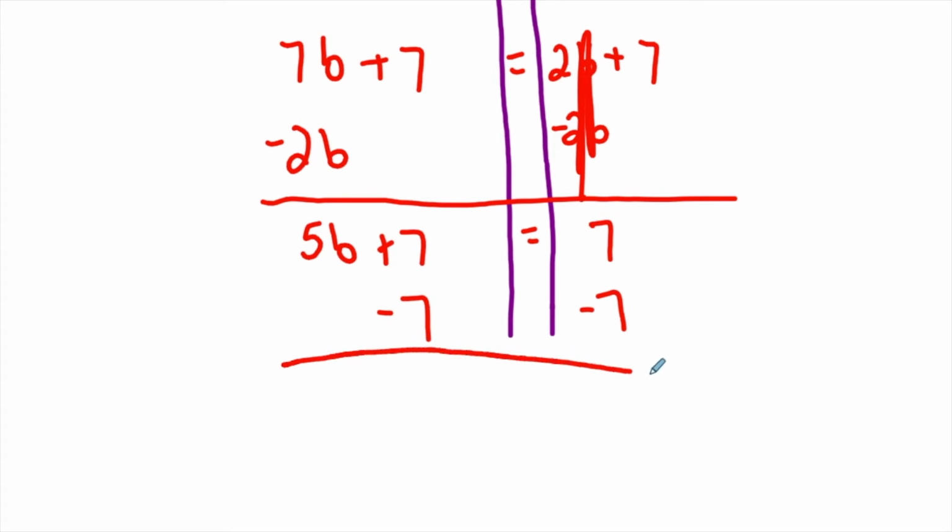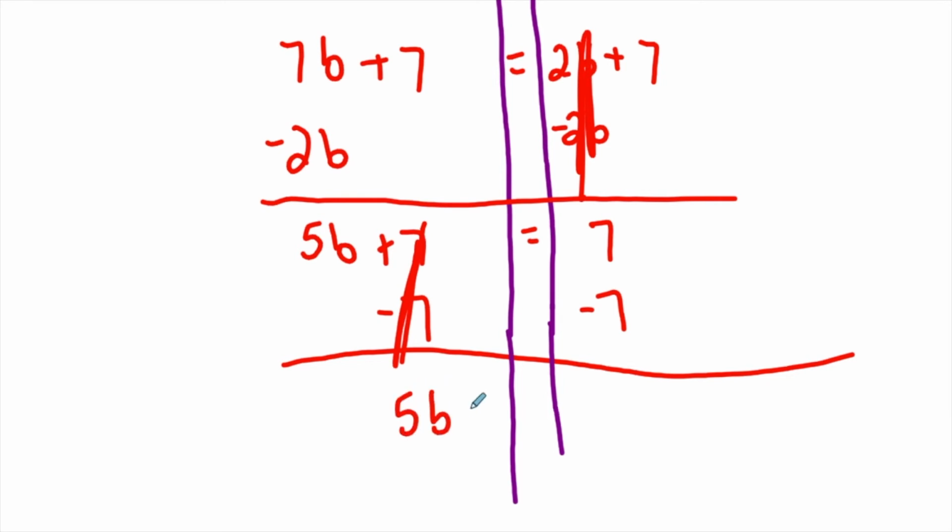So let's bring down that line there. I'm going to keep these train tracks going here. Got a couple more steps left here. So now our next step, 7 minus 7 is 0, so that's gone. Bring down the 5b, that's my left-hand side, equals 7 minus 7 over here is 0.